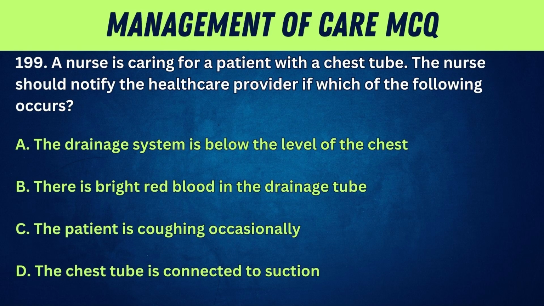199. A nurse is caring for a patient with a chest tube. The nurse should notify the healthcare provider if which of the following occurs? A. The drainage system is below the level of the chest. B. There is bright red blood in the drainage tube. C. The patient is coughing occasionally. D. The chest tube is connected to suction.